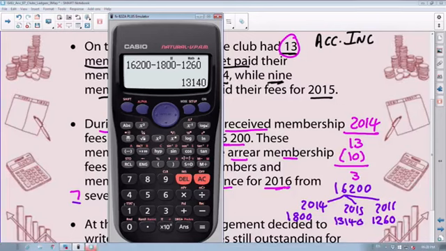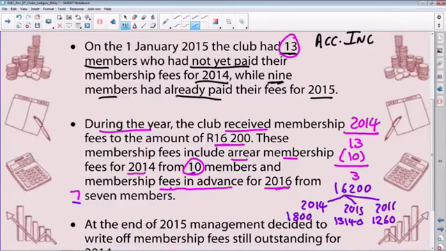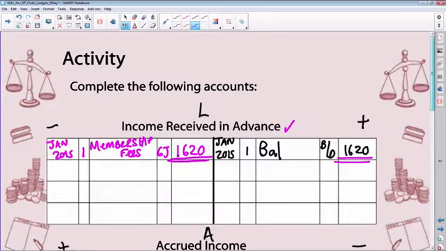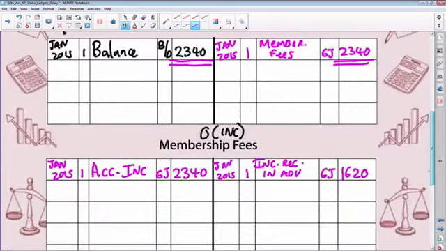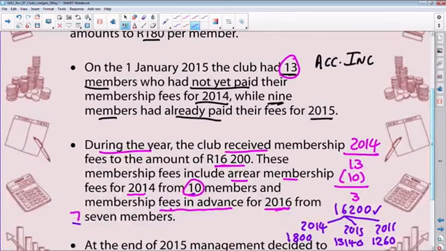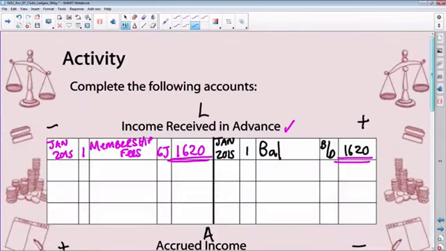So this bit of information, why have I broken it down? You're going to see when I record the information. So let's firstly record the information, and then let's look at what we're going to do with this breakdown. Okay, so let's go back to our ledger account. So we received a total of 16,200. So let's record this first. We're busy working with membership fees. It is an income. So I've received a total of 16,200.